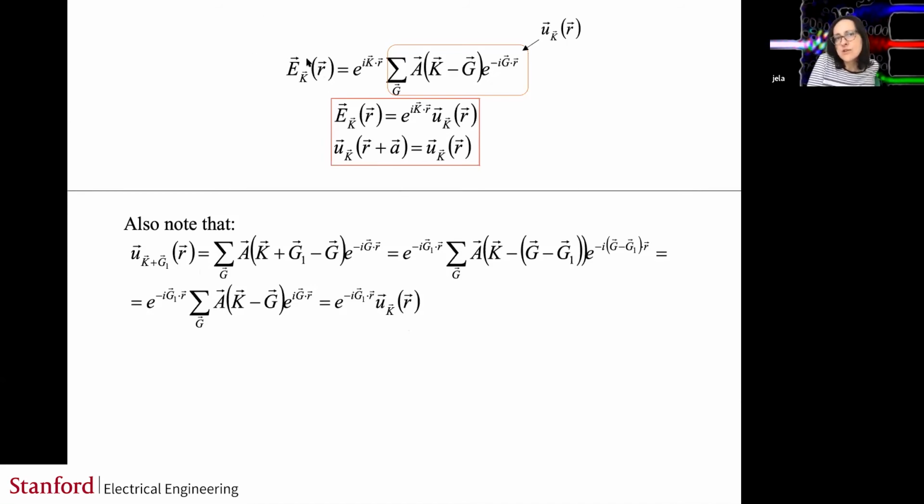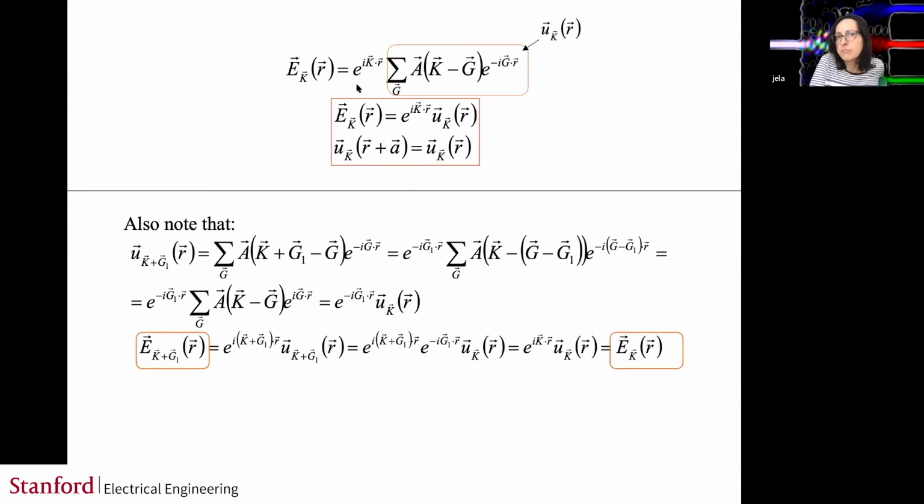And then if you're interested in the whole normal mode at k plus g1, then you just have to multiply that with the plane wave corresponding to k plus g1, right? So the Bloch mode or normal mode at k plus g1 is this periodic part at k plus g1 times the plane wave at k plus g1. And then you plug in what you found in the previous line, cancel out the g1 terms, and you obtain that everything is just equal to u_k of r e to the i k dot r, which is just the normal mode at the point k.